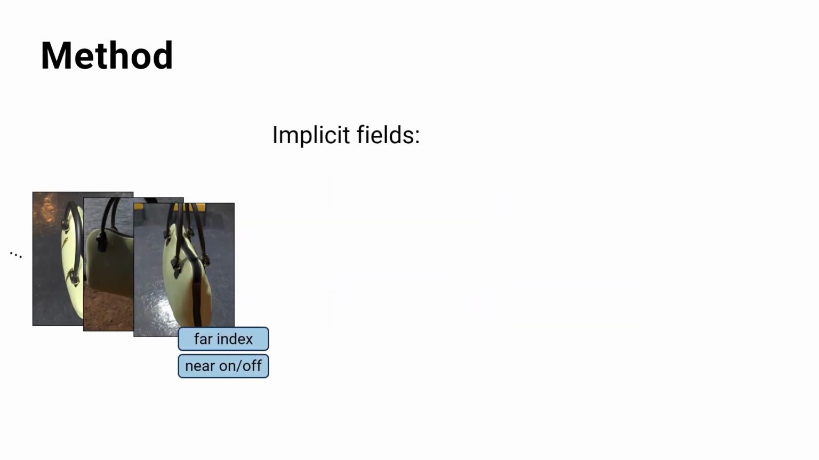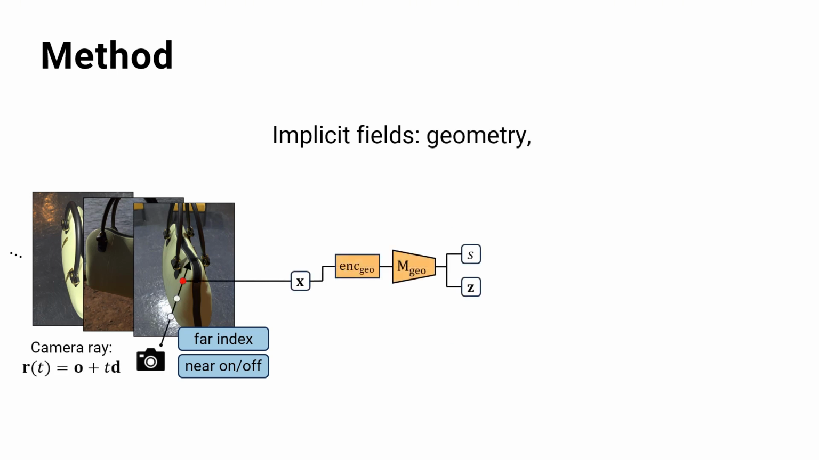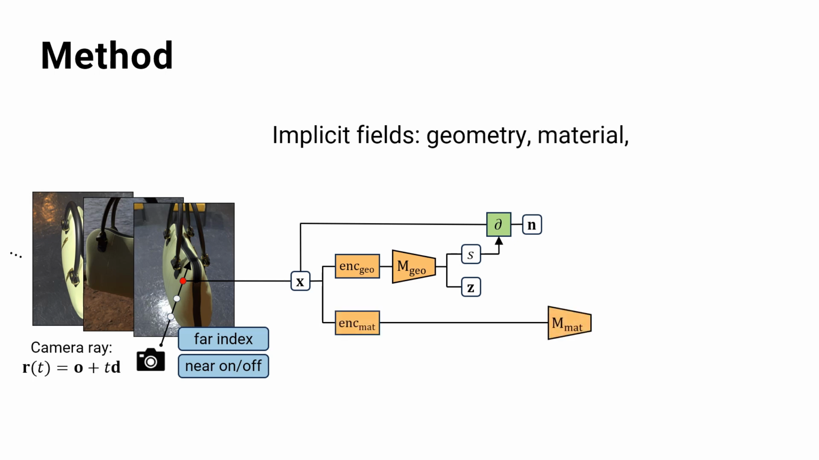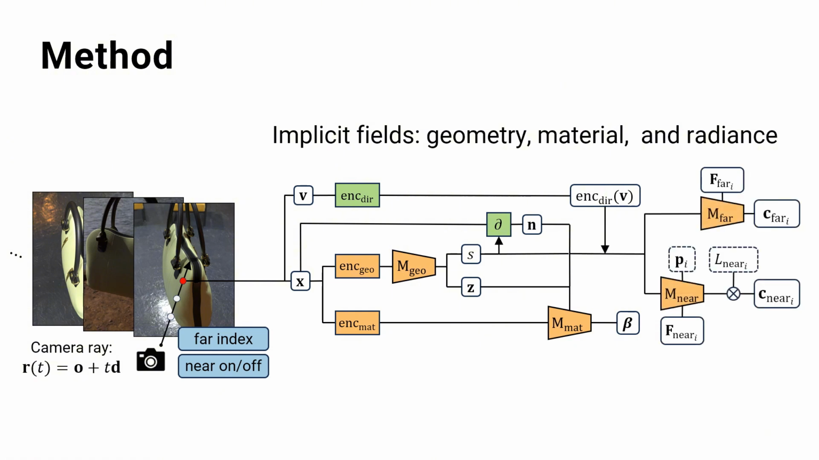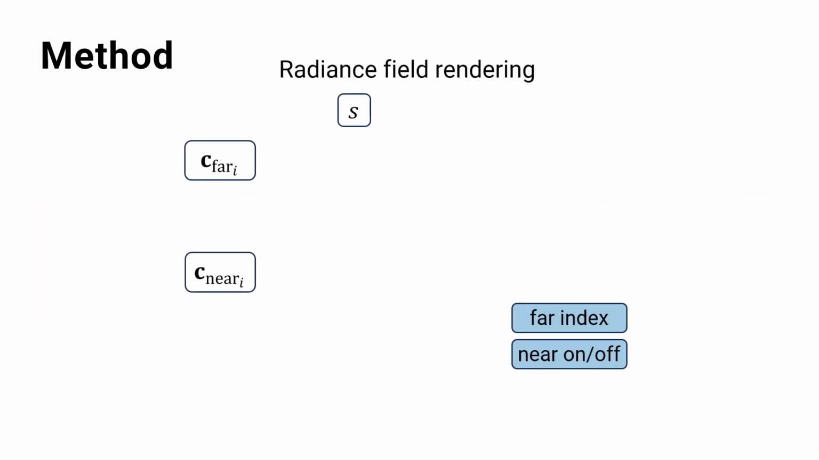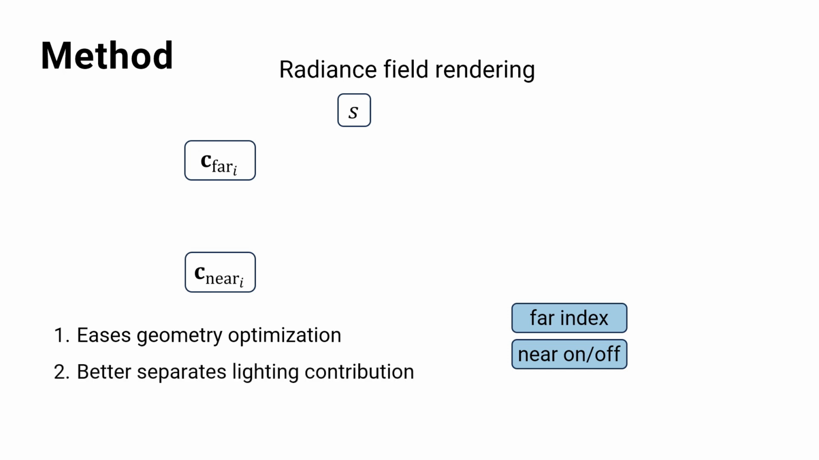Scene geometry, material, and radiance are represented as 3D implicit fields. The geometry MLP processes the hash grid-encoded position x to get the SDF s, the appearance descriptor z, and the surface normal n. The material MLP uses another hash grid and processes the geometric information to predict SVBRDF parameters beta. The radiance MLPs additionally take SH-encoded view direction v and lighting embeddings f to get the neural radiance c under each lighting condition. Although VMINer does not strictly require a radiance field, incorporating it eases the geometry optimization. Also, it can serve as supervision to better separate appearance under each lighting, and can be used as indirect lighting.